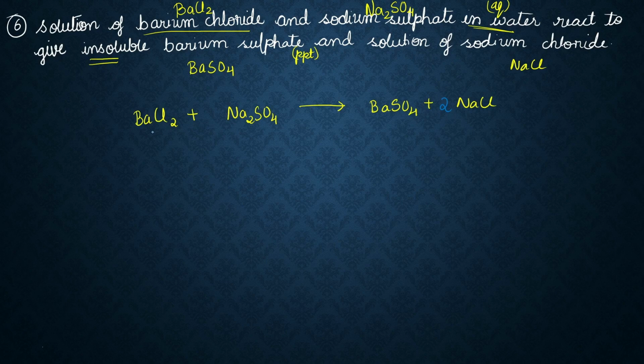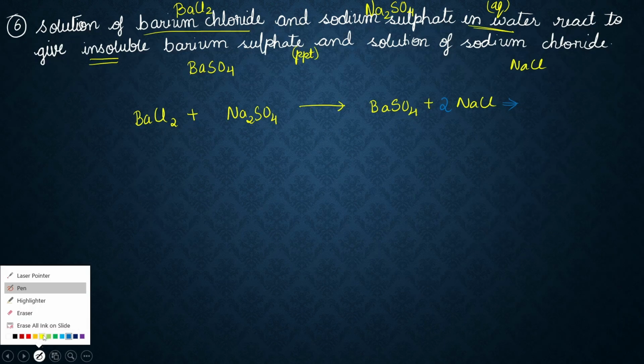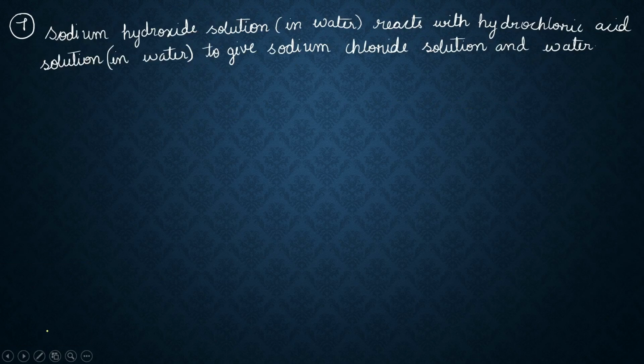You can just check, barium is 1 and 1, so it is proper. Sulfur is also 1 and 1, oxygen is 4 and 4, and sodium is 2 and 2, chlorine is also 2 and 2. So this is the balanced form of the particular equation. Now let's move on to the next question.